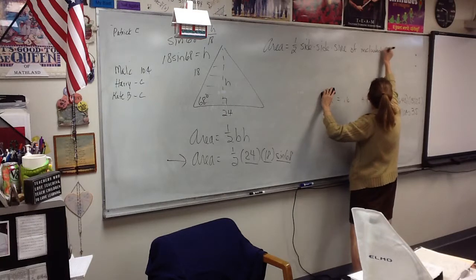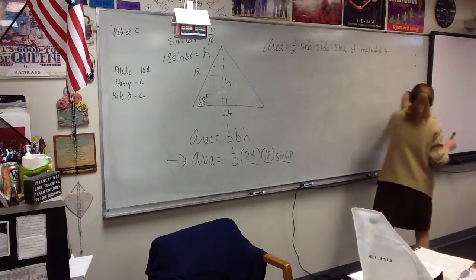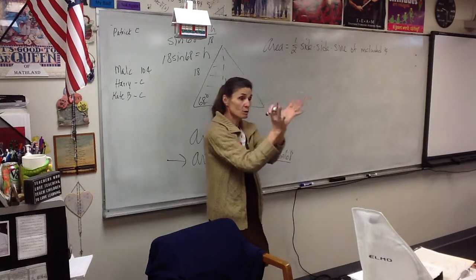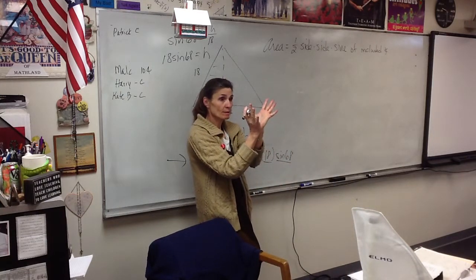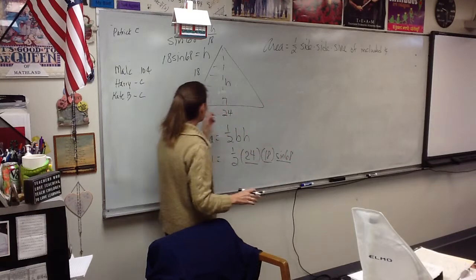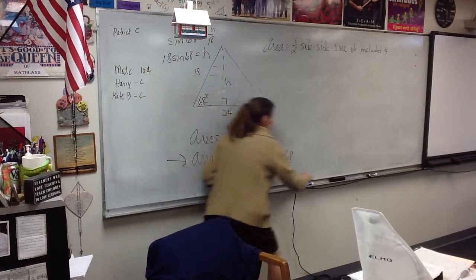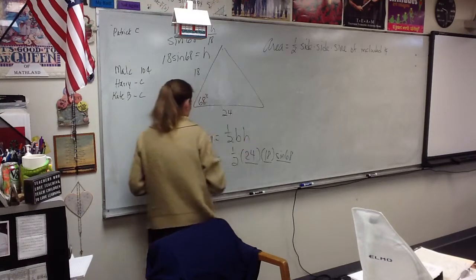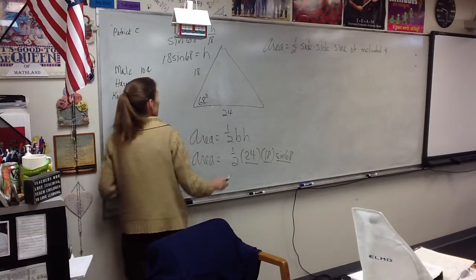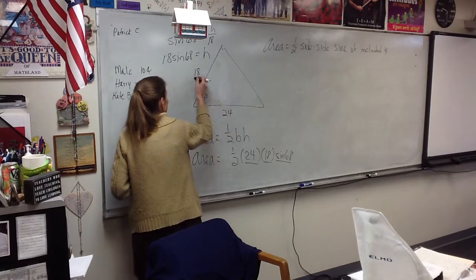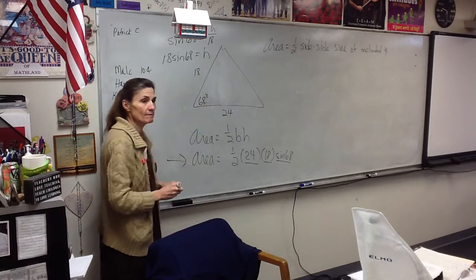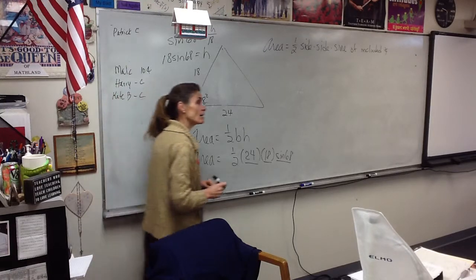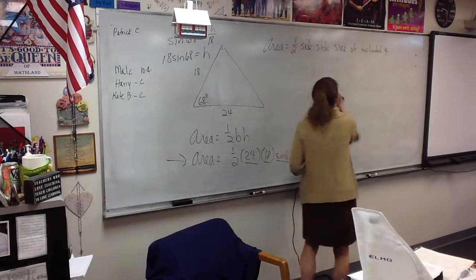Does everybody know what I mean by included angle? The one that's between the two sides. So if you want the area of this triangle, you do not ever again need to worry about the altitude. The area of this triangle will be 1/2 times 24 times 18 times sine 68. Now, how can that be helpful to you?